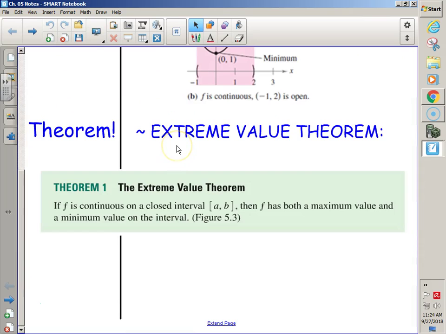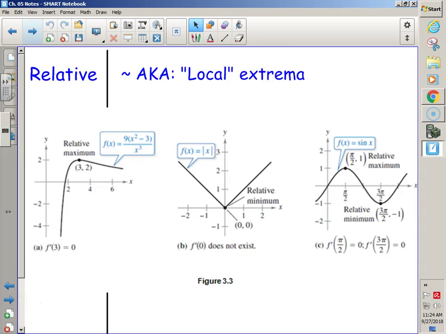Extreme value theorem, EVT. Extreme values, maximums and minimums. Absolute maximums and minimums are guaranteed if the function is continuous on a closed interval. Continuous on a closed interval, there will be an absolute max and there will be an absolute min. Relative extrema could be at sharp points, could be at horizontal tangent lines, will never be at vertical tangent lines. But could be at DNEs and sharp points, and it could be at horizontal tangents, so you have to check them all.